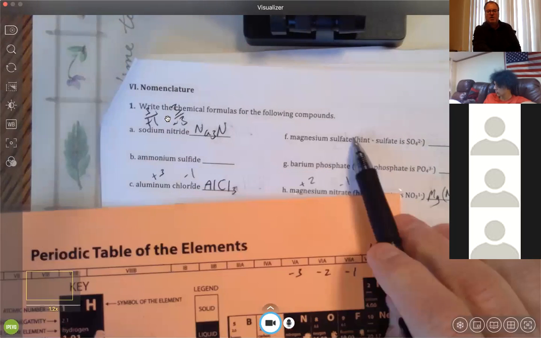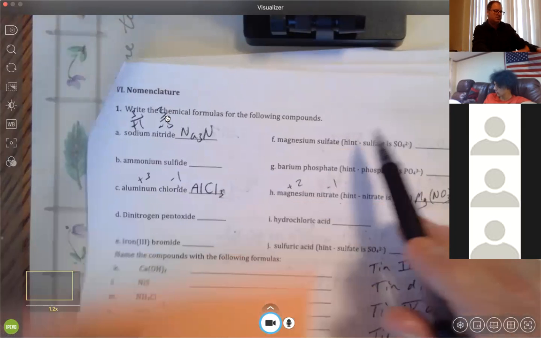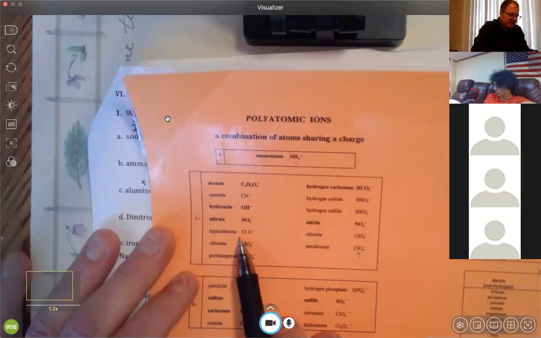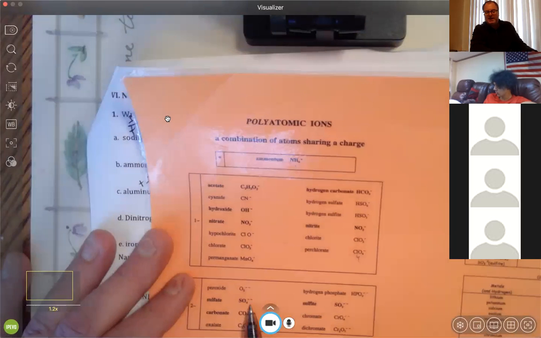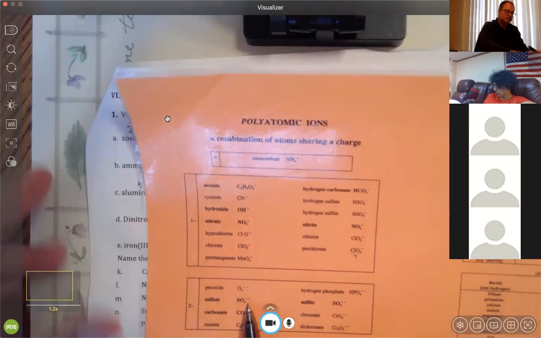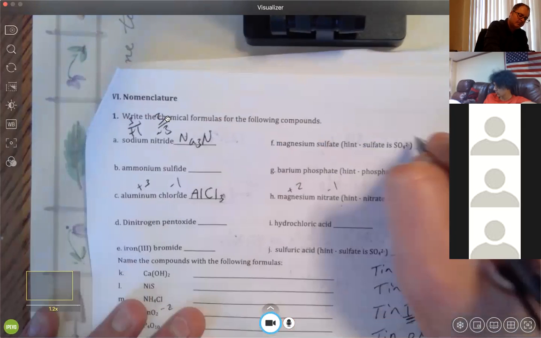Sometimes we have these things called polyatomic ions. Sulfate can be found on the back of the periodic table, and it has a -2 charge. They tell us that.